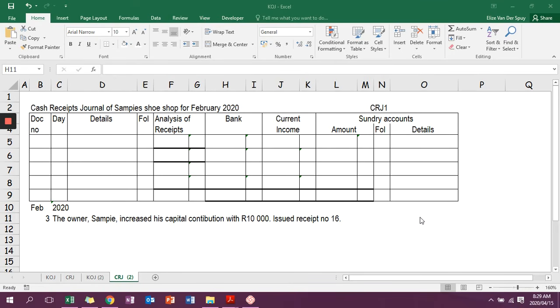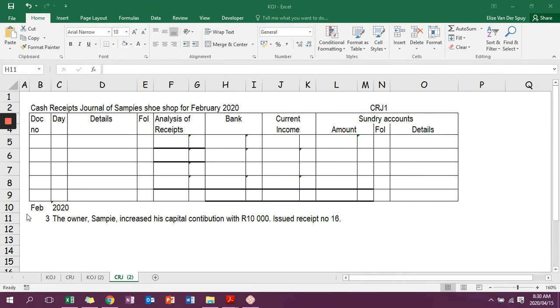Good day, grade 8s. Today we are going to take a look at how we write into our CRJ. So how do we read the transaction and write it in the CRJ? The previous video showed us the format of the CRJ. Alright, so we are still working with Sampie's shoe shop and we are busy with February 2020.